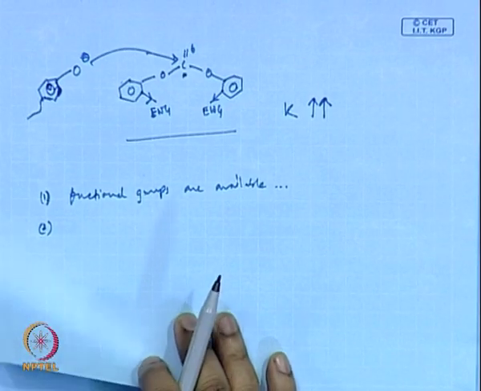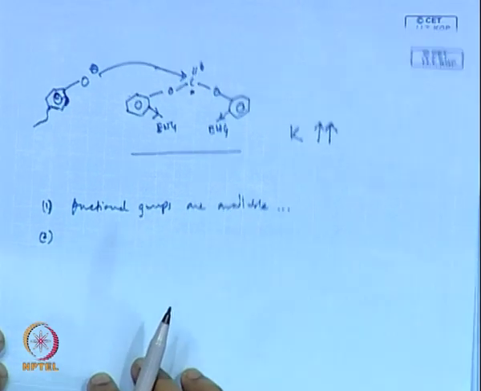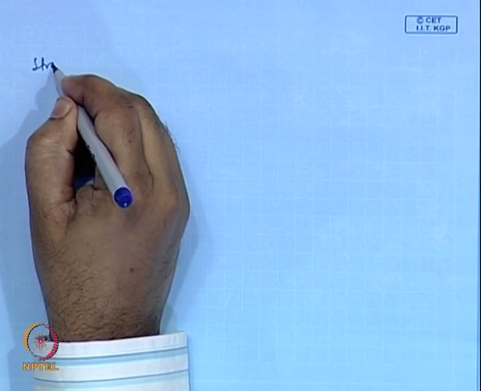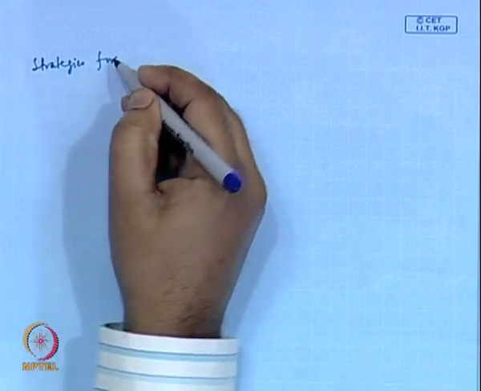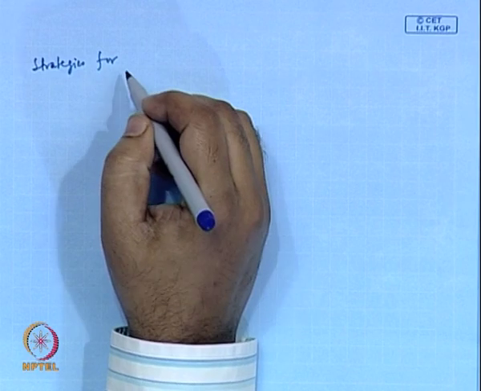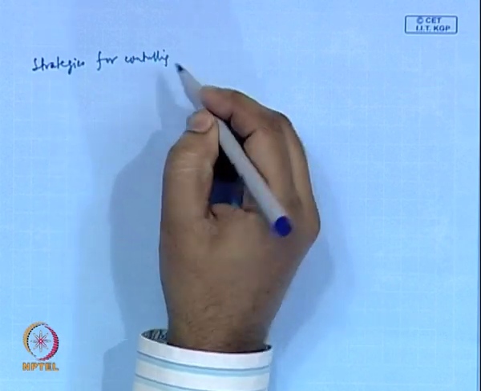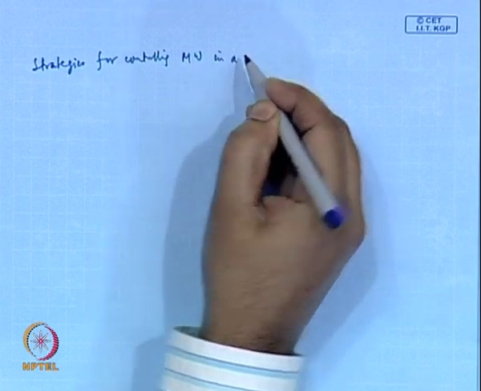So, we move to the next topic. How do you control the molecular weight? So, strategies for controlling the molecular weight in a step polymerization.